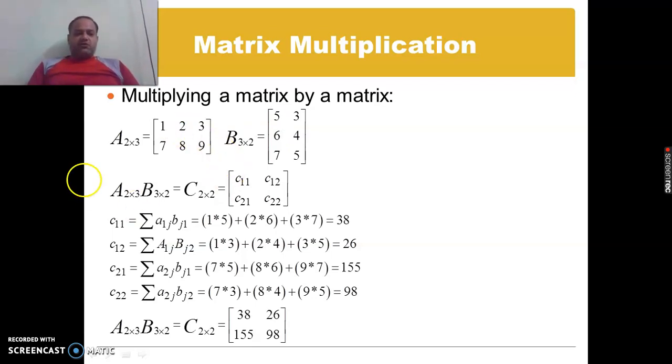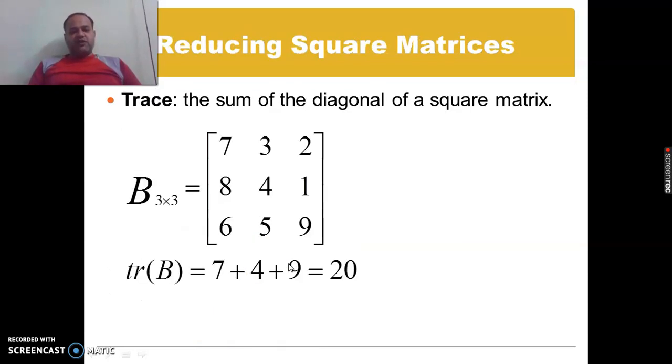If we multiply these two matrices, we have to compare the number of columns, 3, with the number of rows, 3. Then we can multiply these matrices, and the resultant matrix will be of order 2 by 2. So A of 2 by 3 times B of 3 by 2 equals C of order 2 by 2. We can make the calculation like this, and so the matrix multiplication occurs.